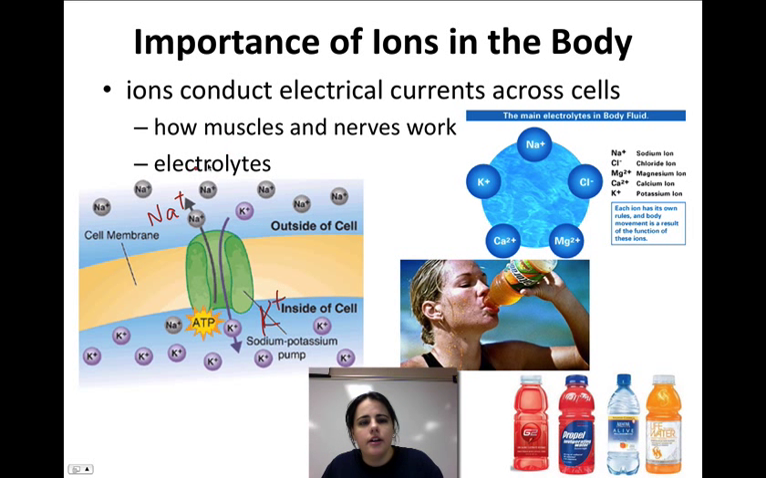And so you need certain ion levels, and we call these ion levels electrolytes because they have an electrical current. They have positive and negative charges. And so our electrolytes are really ion balance. The most important ones that we find in our body are sodium ions, potassium ions, calcium, magnesium, and chlorine ions that maintain our electrical currents across our cells.